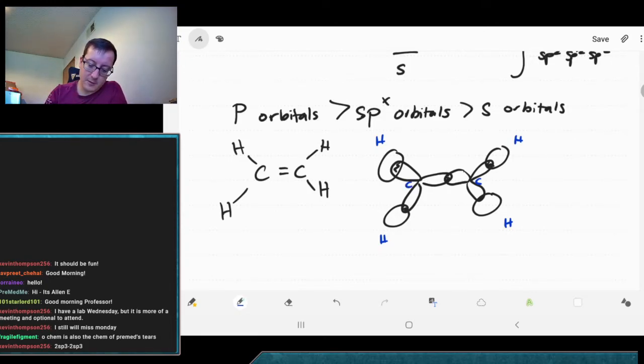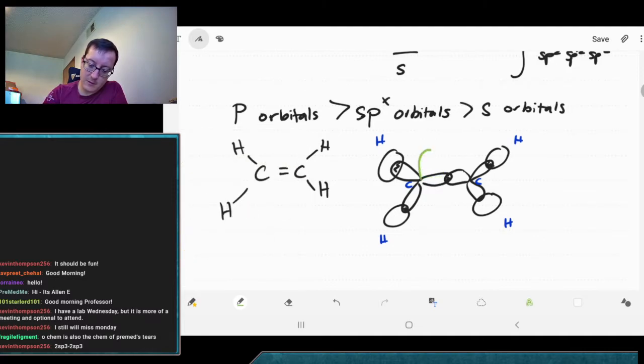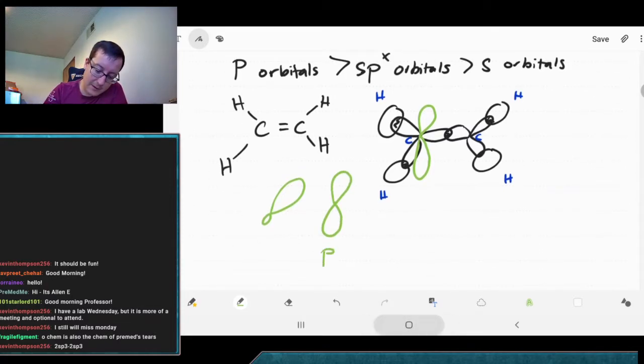But now we also have p orbitals. And let's do those in green. P orbitals are equivalently big on either side. sp orbitals, or spx, whatever hybrid, remember they look kind of like that. They've got this little itsy bit on the other side. P orbitals are just the same up and down. So this is a p. This is some hybrid orbital here.